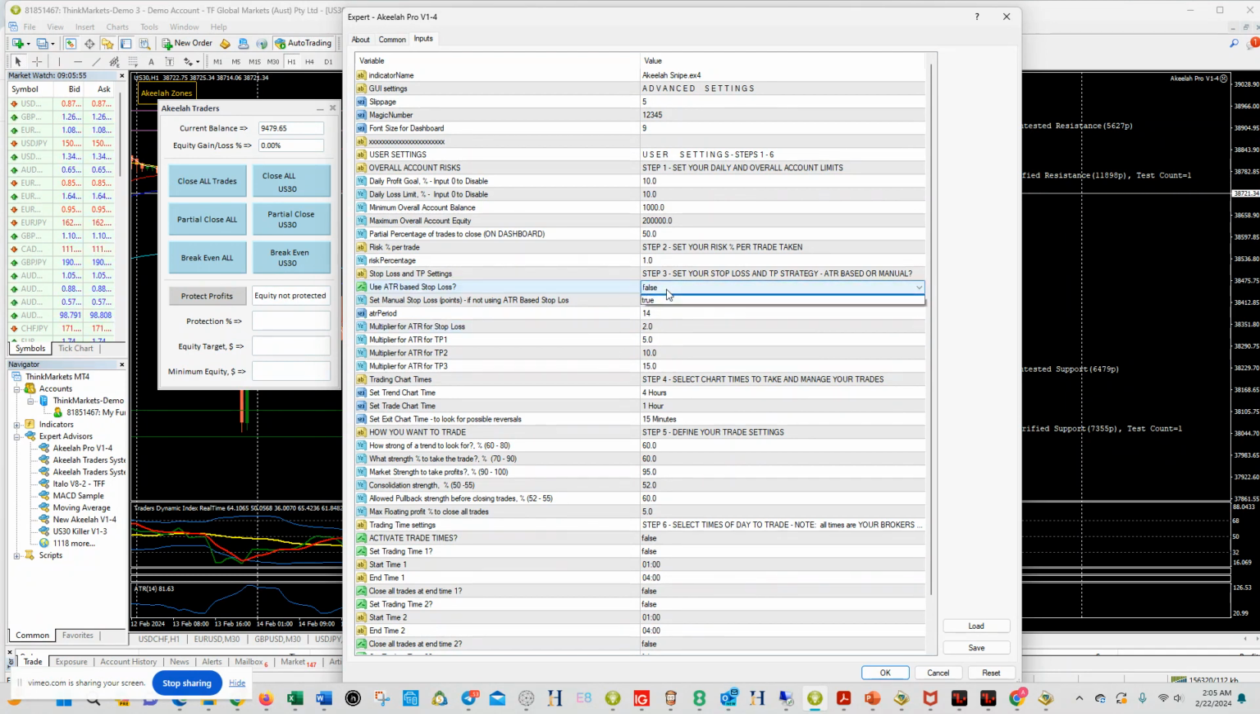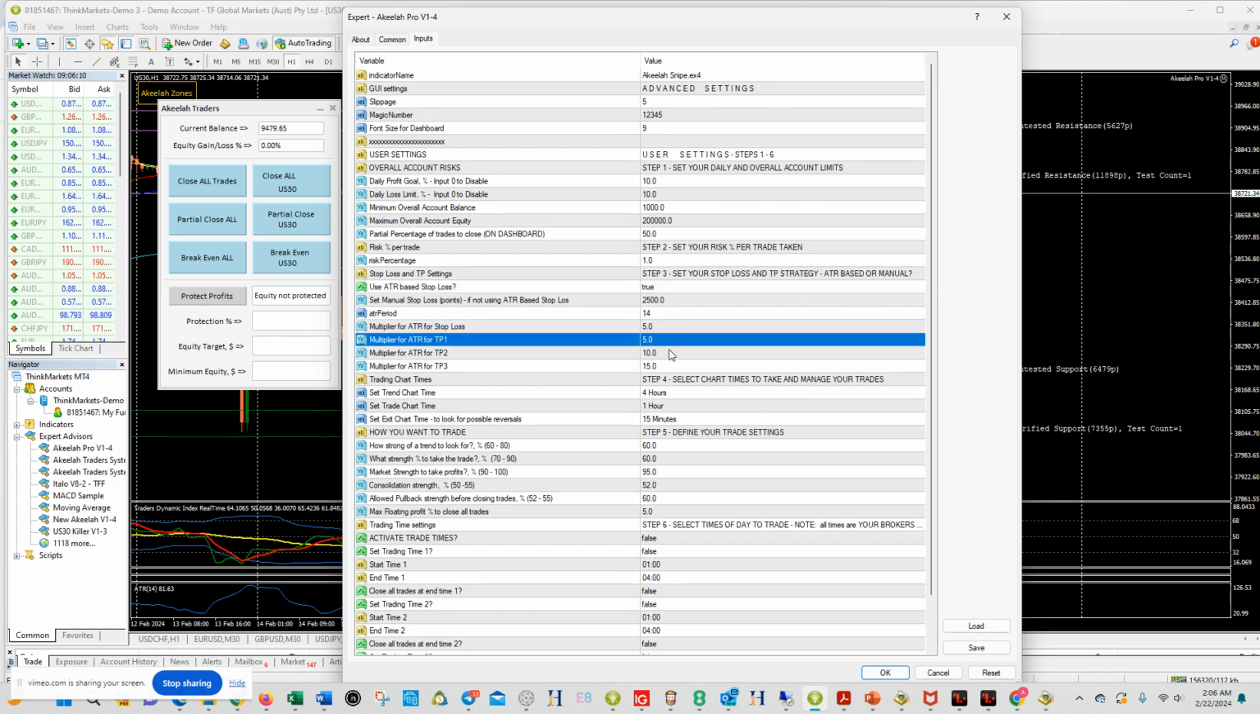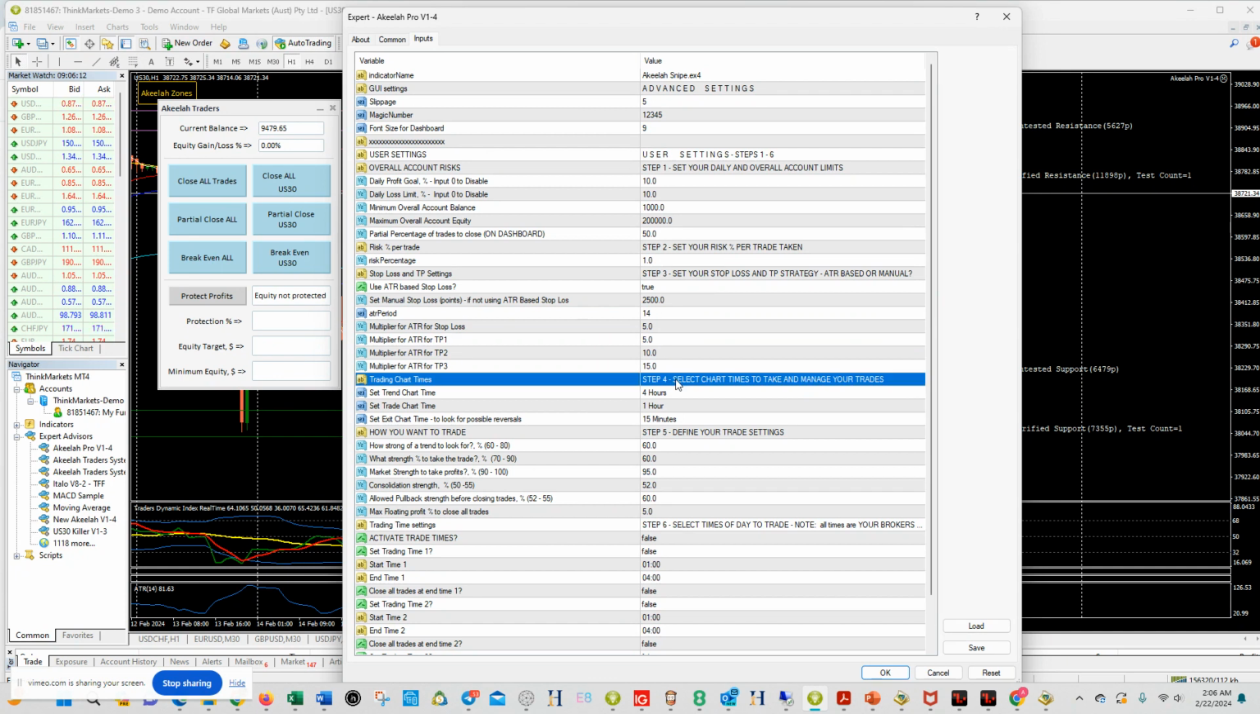By default, you can leave it in the true mode and it'll just set the stop loss based on the current ATR, where the system recommends the stop loss should be, considering whatever multiplier you choose. Okay. So next thing we're going to do is set our trend chart times.